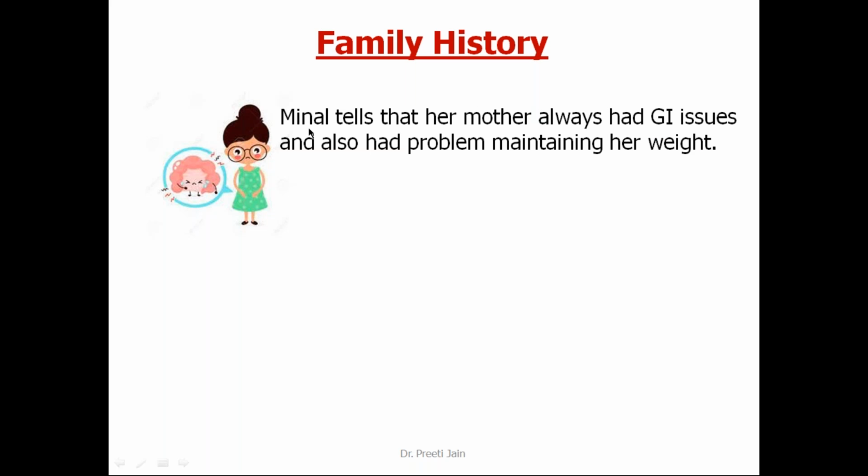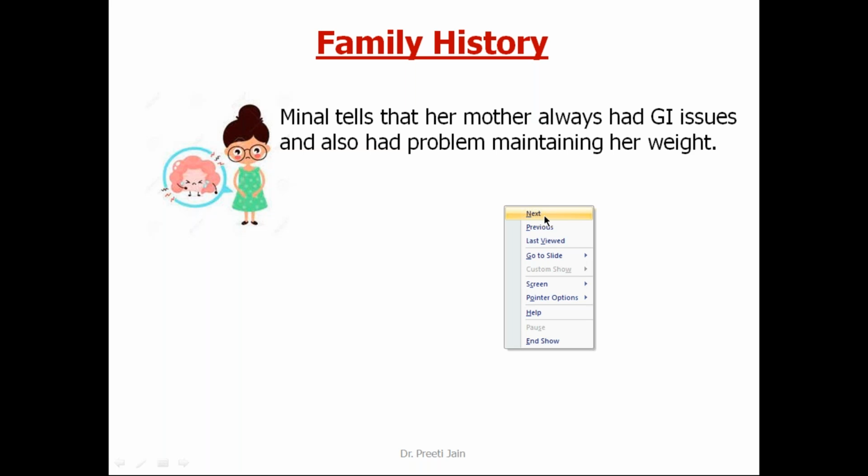Meenal also gives you a history that her mother always had GI issues and also had problems maintaining her weight, right? So now you can see that she has a genetic predisposition to her ailment, although it has appeared late in her life. If you have a genetic predisposition to a disorder of this kind, it should have manifested in earlier life, but here it is manifesting in the third decade of her life.